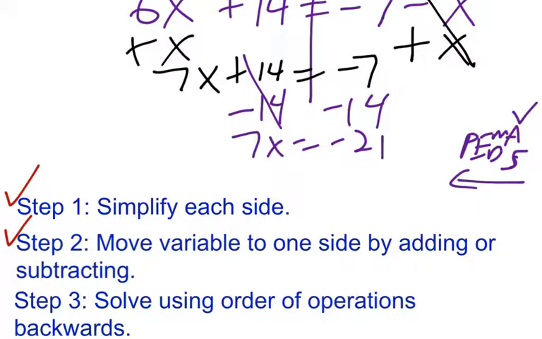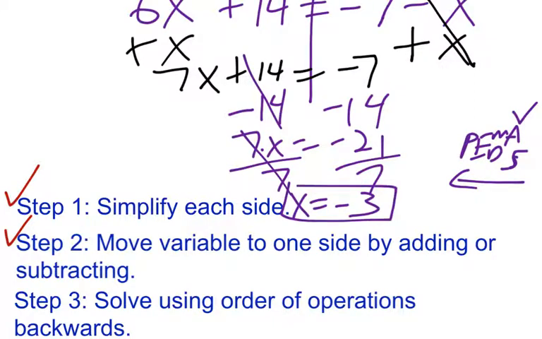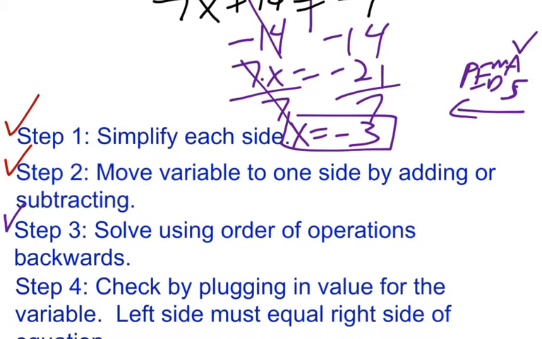So I've done my add and subtract. Now I do my multiply and divide. So I'm multiplying by 7, so the inverse is divide by 7. So negative 21 divided by 7 is negative 3. So x equals negative 3. Now I'm done solving anyway, but the fourth step is going to be to check it by plugging it back in. So we want to make sure that it works.